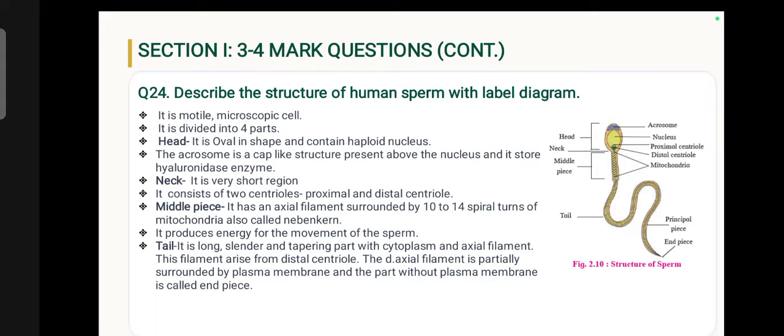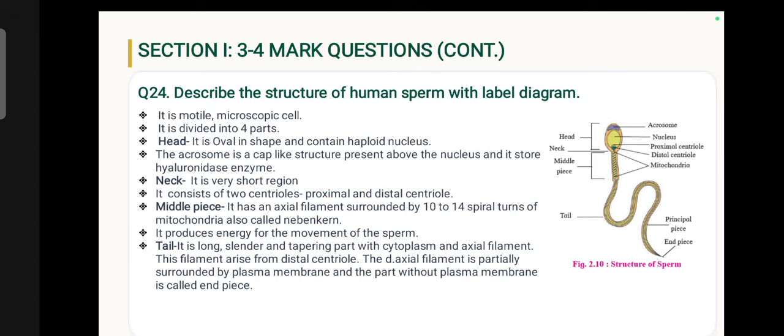Describe the structure of human sperm with labeled diagram. Yes, a diagram sometimes comes for labeling, sometimes for drawing and sometimes with description also. So it is a motile microscopic cell. It is divided into 4 parts: head, neck, middle piece and tail.